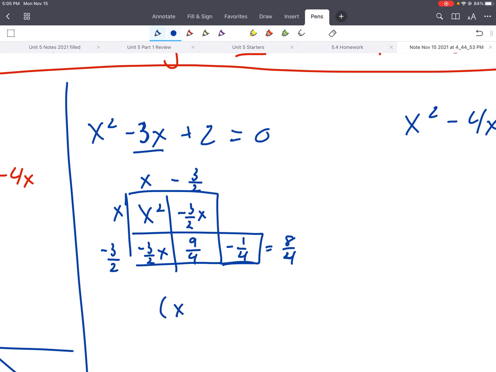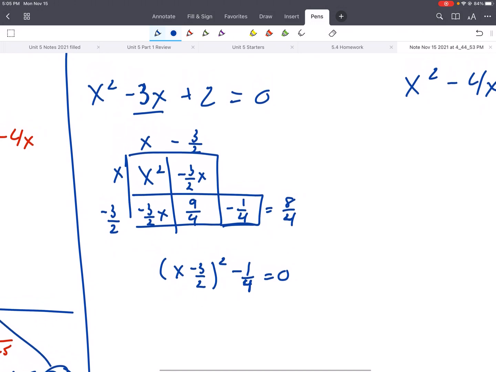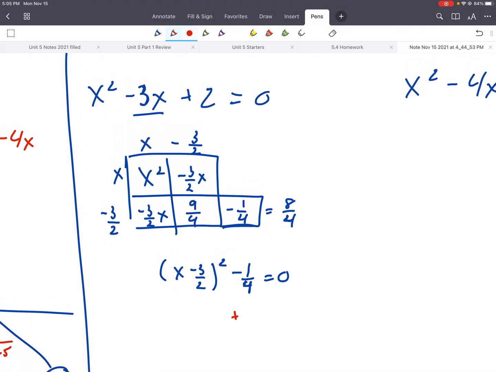So we'd end up getting x minus 3/2 squared minus a 4th. And then we'd still need to solve. So this process is a little more cumbersome if we get these fractions. Okay, so we'd end up getting x minus 3/2 squared equals 1/4.